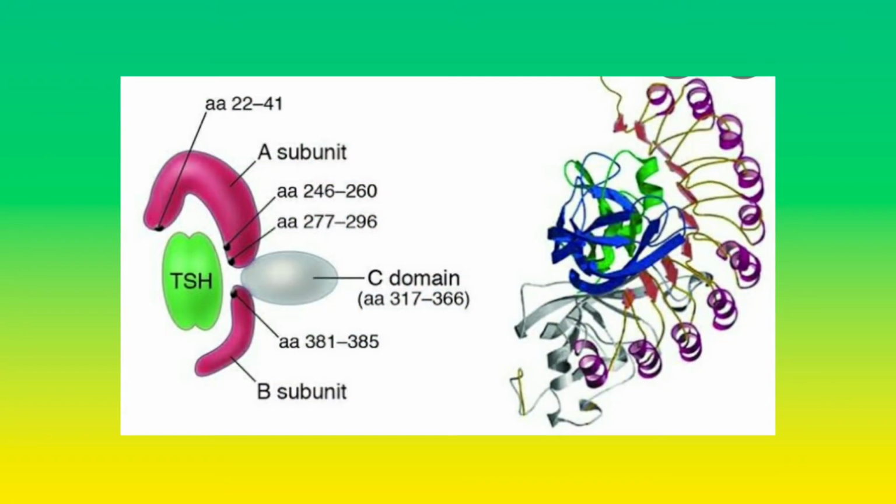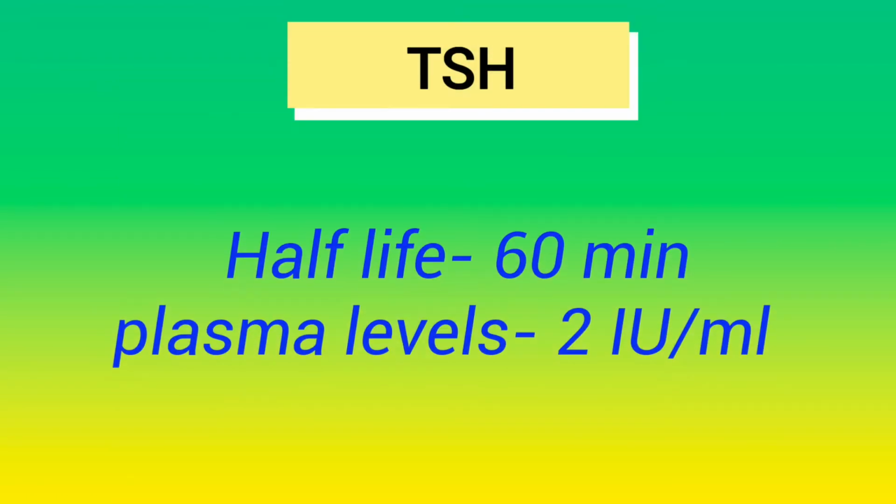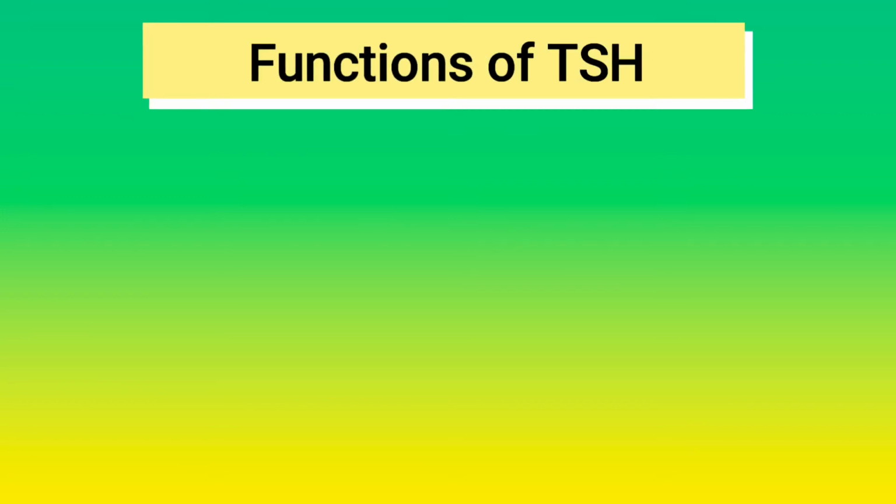TSH is a peptide hormone with one alpha chain and one beta chain. The half-life of TSH is about 60 minutes. When I say half-life, it means the time required for half the concentration of the hormone to be degraded. Now the normal levels of TSH in the plasma are approximately 2 international units per ml. Thyroid stimulating hormone performs a number of actions.